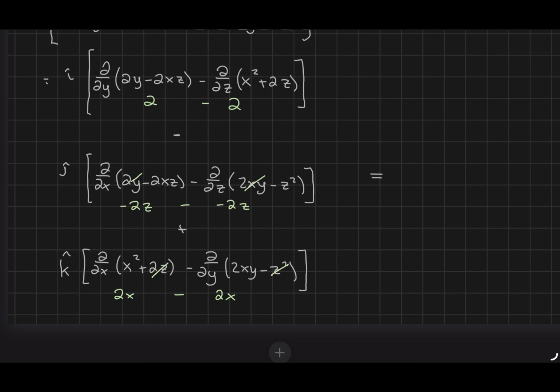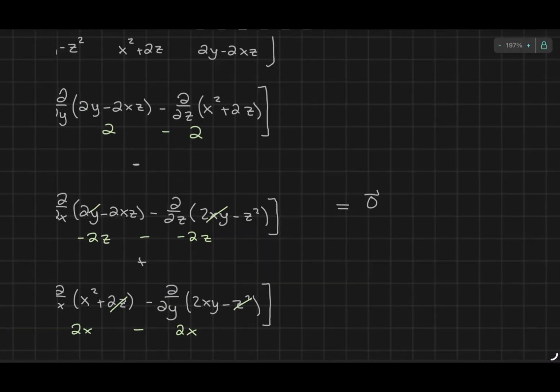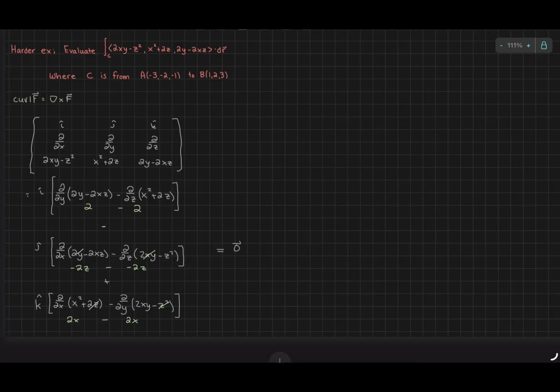Negative 2z minus negative 2z, well, that's just going to be negative 2z plus 2z. That's going to be 0 for our j component as well. And our k is 2x minus 2x, meaning it's going to be 0 as well. So therefore, we have a zero vector, meaning that this vector field is in fact conservative. So let's go ahead and move on to our next step.